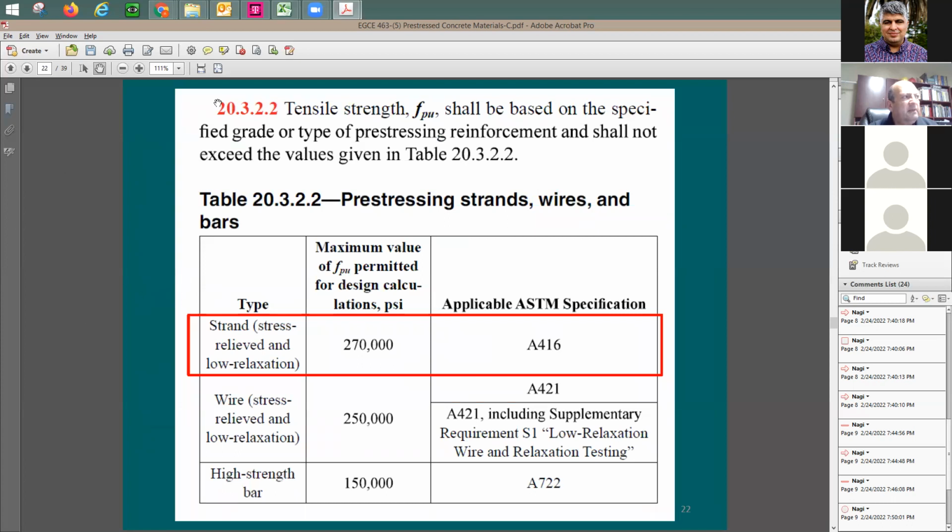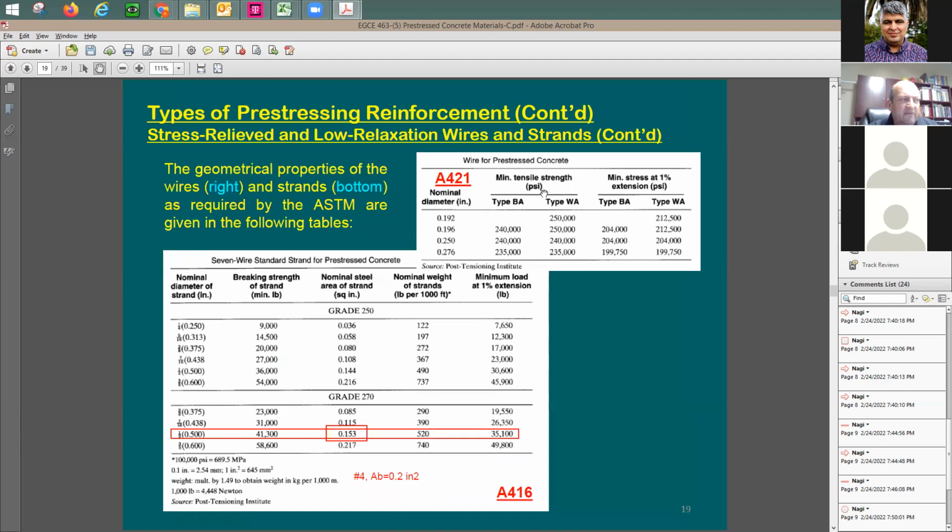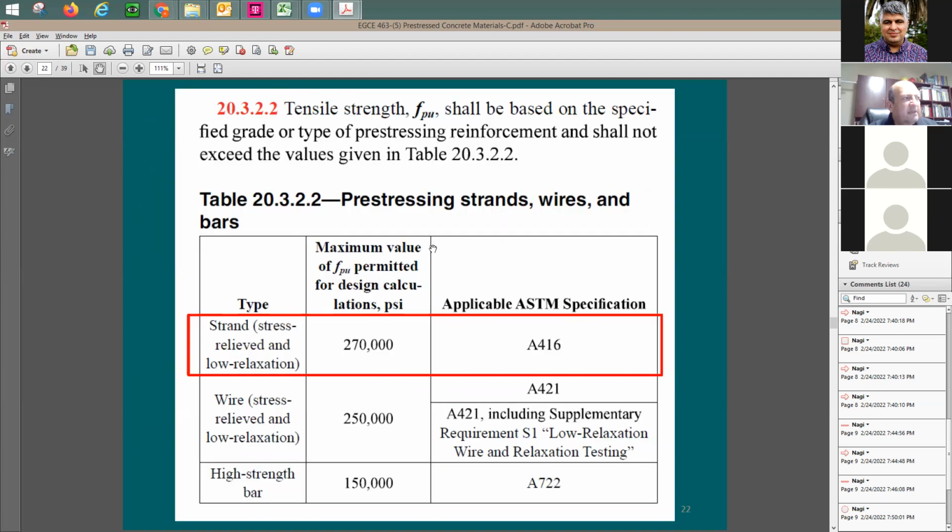Okay. Here the table gives you the tensile strength. All of this is based on the available information and data, different tables and stuff like this. But here is what the code says. The code says these are the available options if you like to go with this design. You can go with stress-relieved and low-relaxation strand. Of course, low relaxation is going to have less effect on the losses. The A416 is going to be 270 ksi. You can use the A421, which is going to be 250. You can use the A722, which is going to be 150 ksi.